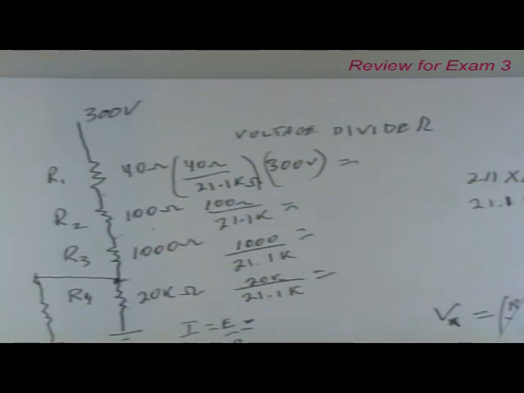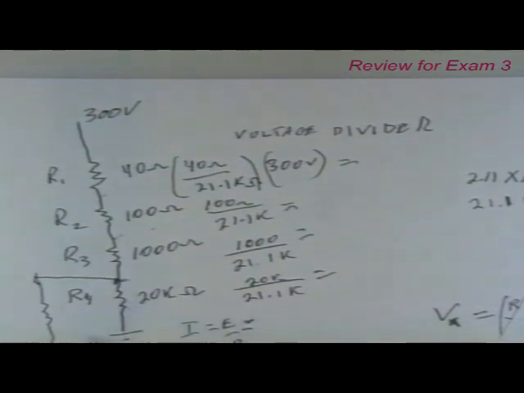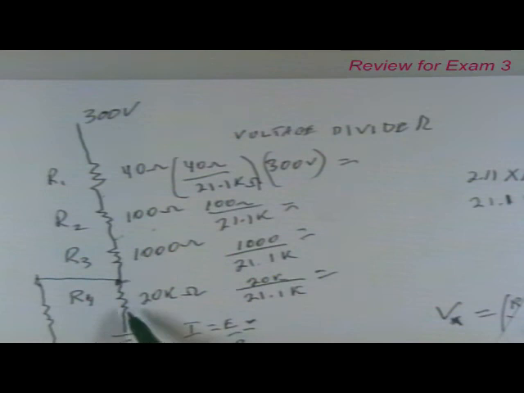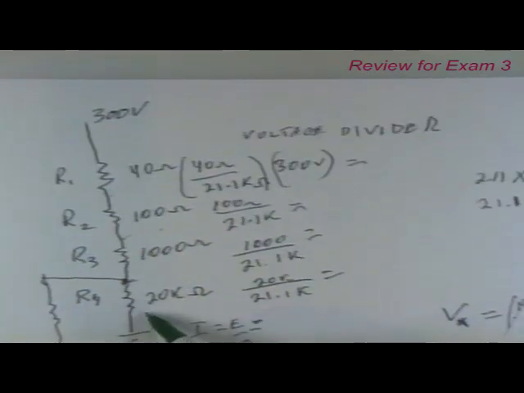Now if two resistors are in parallel, are they going to carry the same current? Both of them? No, they're not. The current is going to be determined by the resistance of the parallel resistors. For example, if this were a 20K and this were a 30K, the lower ohmic value will carry the most current.